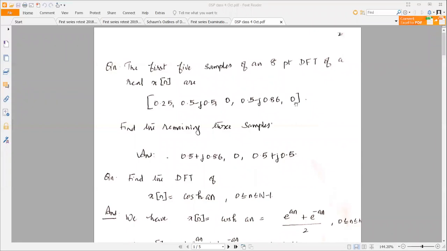So therefore, sample number 6, that is X of 5, would be the complex conjugate of X of 3, which is 0.5 plus j 0.86. The next sample would be the conjugate of the sample, which is 0. And likewise, the 7th sample, that is sample number 7, or the 8th sample, is the complex conjugate of sample number 1, which is 0.5 plus j 0.5.